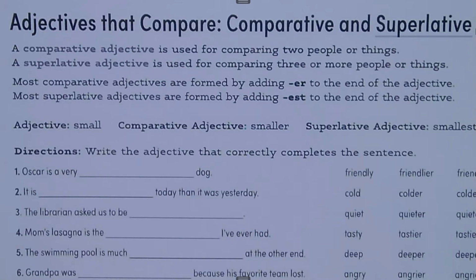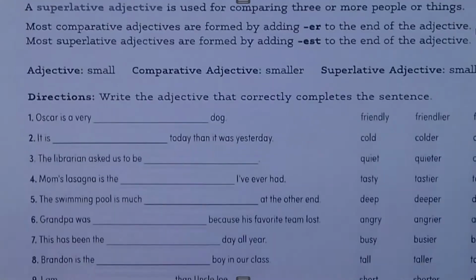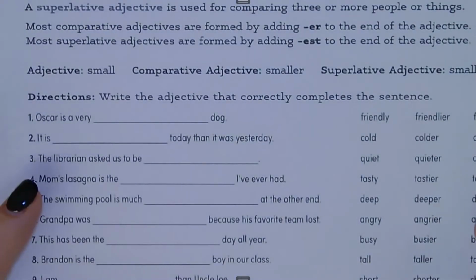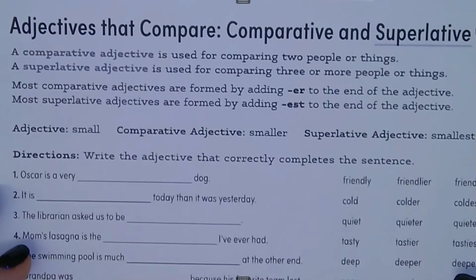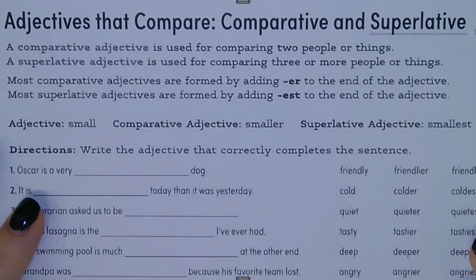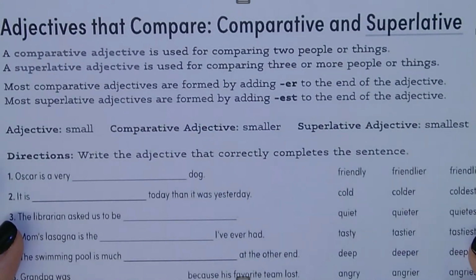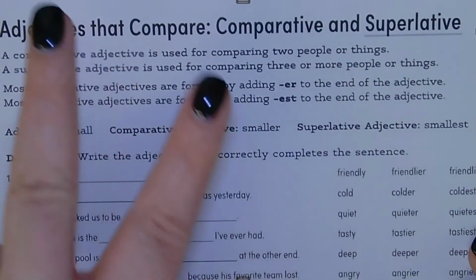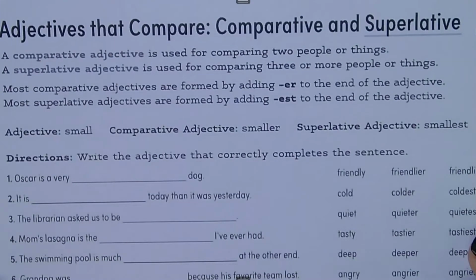Good morning. We are going to take what we learned yesterday about adjectives that compare, looking at comparative and superlative adjectives, and we are going to use them in sentences today. So to review, a comparative adjective is used for comparing two people or things. A superlative adjective is used for comparing three or more people or things.